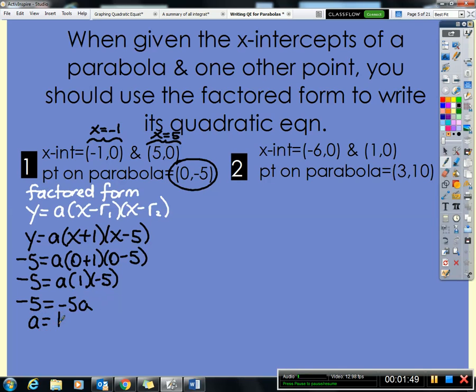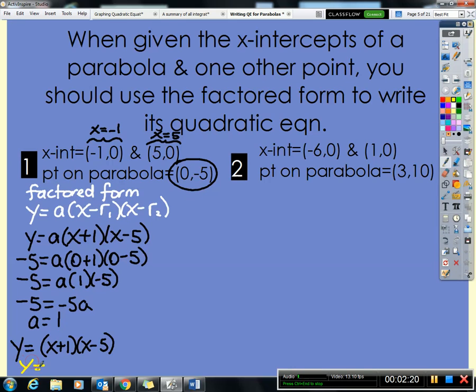So you're going to write it y equals a, which is 1, which you don't have to write, x plus 1, x minus 5. Now, if the problem doesn't specify, then you can leave your answer in factored form. But read carefully, because a lot of times I'll say, finish the problem in standard form. Well, this one's easy. If you're going to finish this in standard form, you just have to multiply. You just have to FOIL.